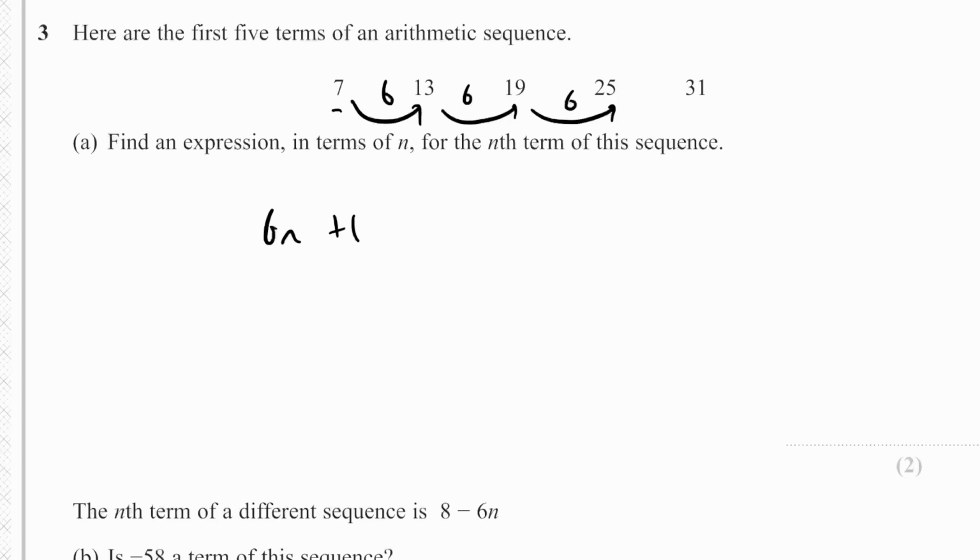So when n equals 2, you should get 13. And so you check that that works. 6 times 2 will get you 12, add 1 gives you 13, okay? And this is not the correct way to write this, but you get the idea. So essentially, your arithmetic sequence in terms of the nth term would be 6n plus 1, and that's what you'd write down as an answer.